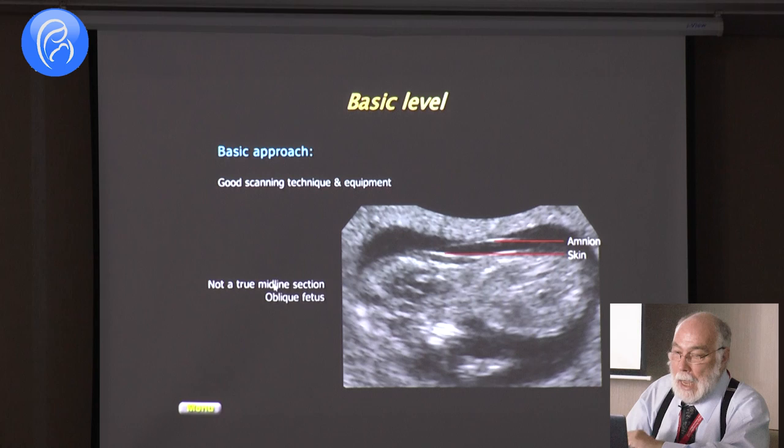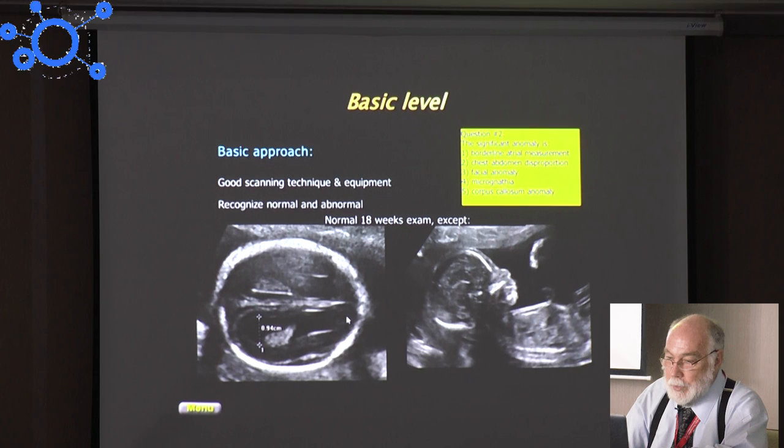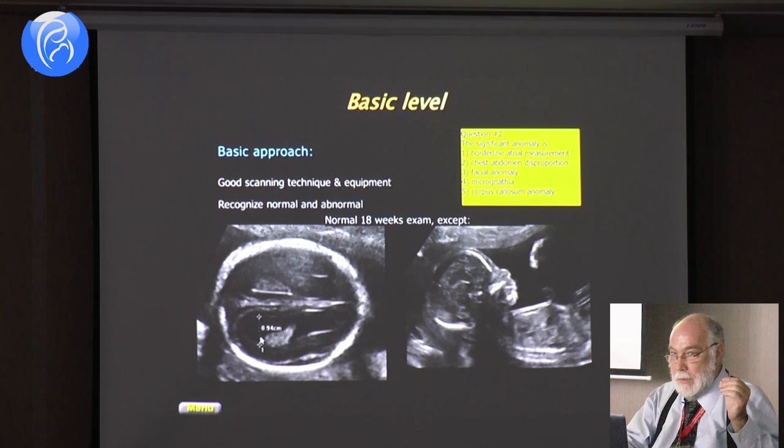Then, the next thing is you have to recognize normal for normal. This is an 18-week exam. The whole exam is normal except for these two images here. You see there is a small enlargement of the lateral ventricle, and then what's wrong with this picture here? No nasal bone. Okay, no nasal bone and mild, you know, upper limit ventriculomegaly.